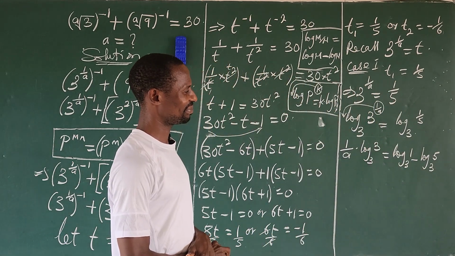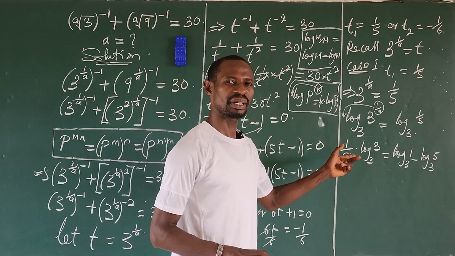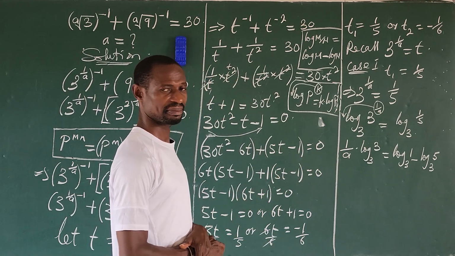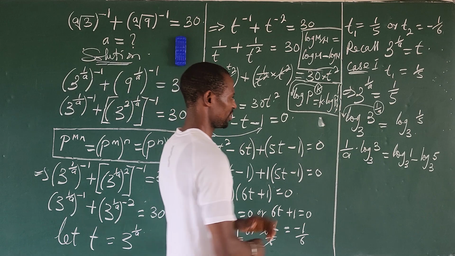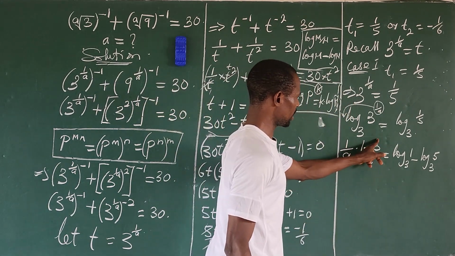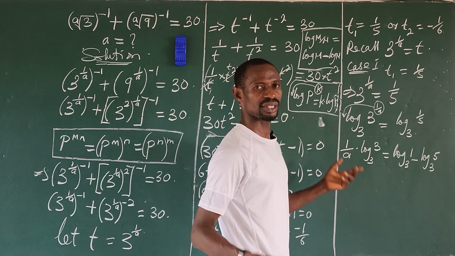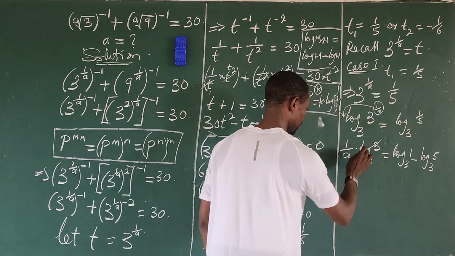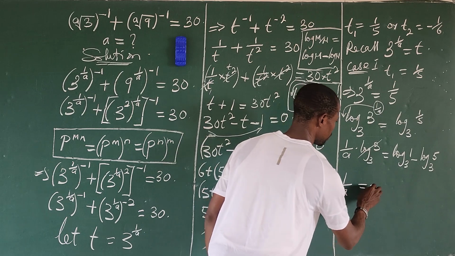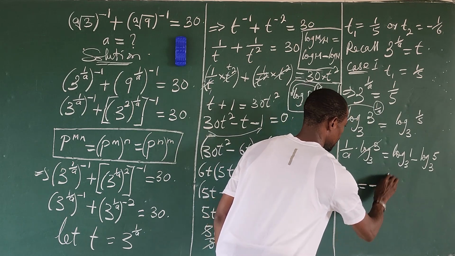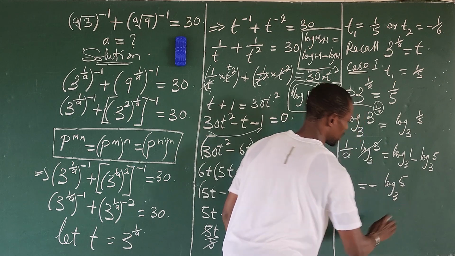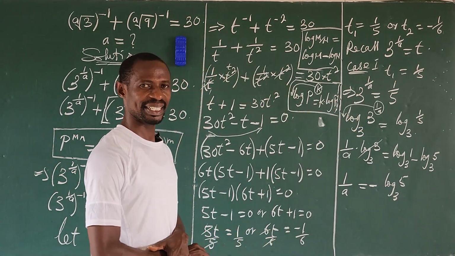Easy. Now log 1 to any base gives us what? It gives us 0. And here again, log 3 base 3 will give us 1. So the whole of this will give us 1. So we're going to have 1 all over a is equal to minus log 5 base 3. Easy.